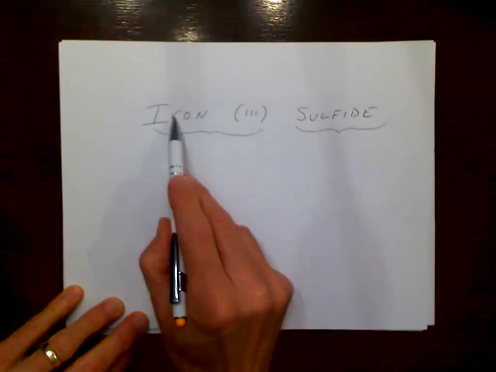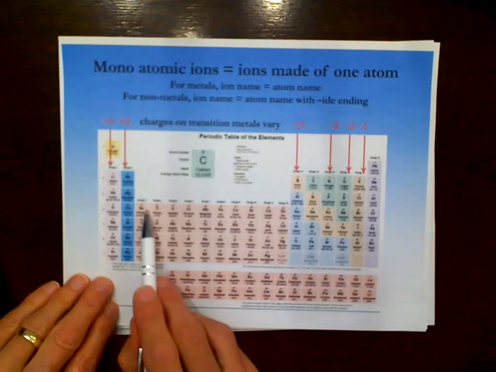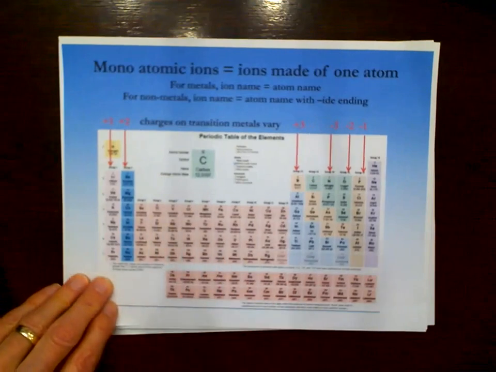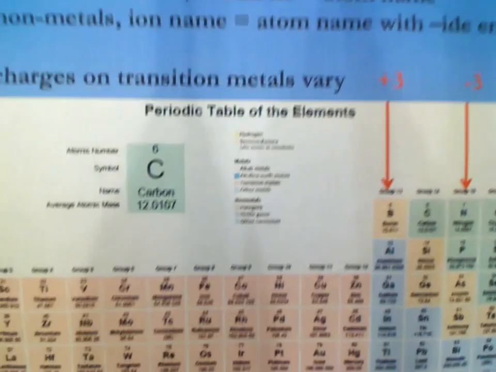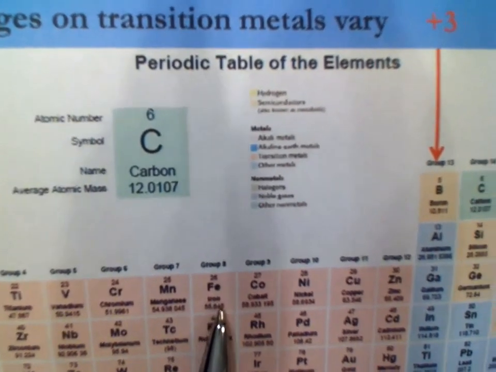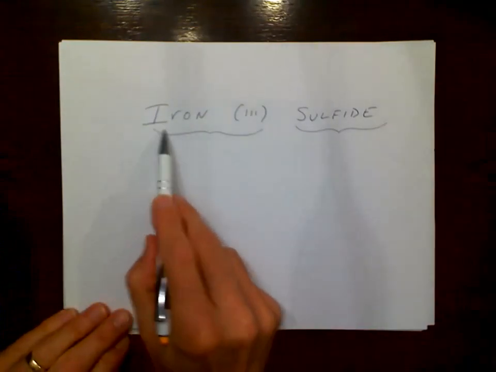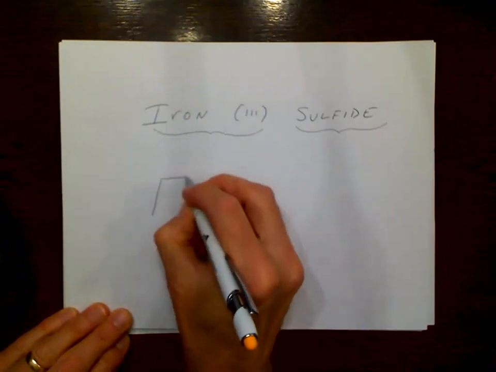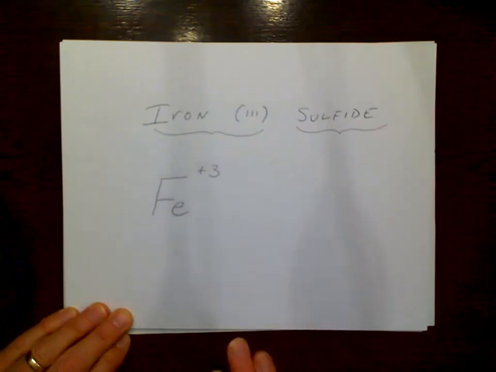We remember that the transition elements, those are the elements in this portion of the periodic table, can sometimes show more than one charge, and iron is indeed one of those. Let me get this a little closer to you so you can see where iron is. It's located right here on the periodic table. So iron, and that iron ion in this case, it's going to have a positive 3 charge. So I'm going to write Fe with a plus 3 charge, like that.